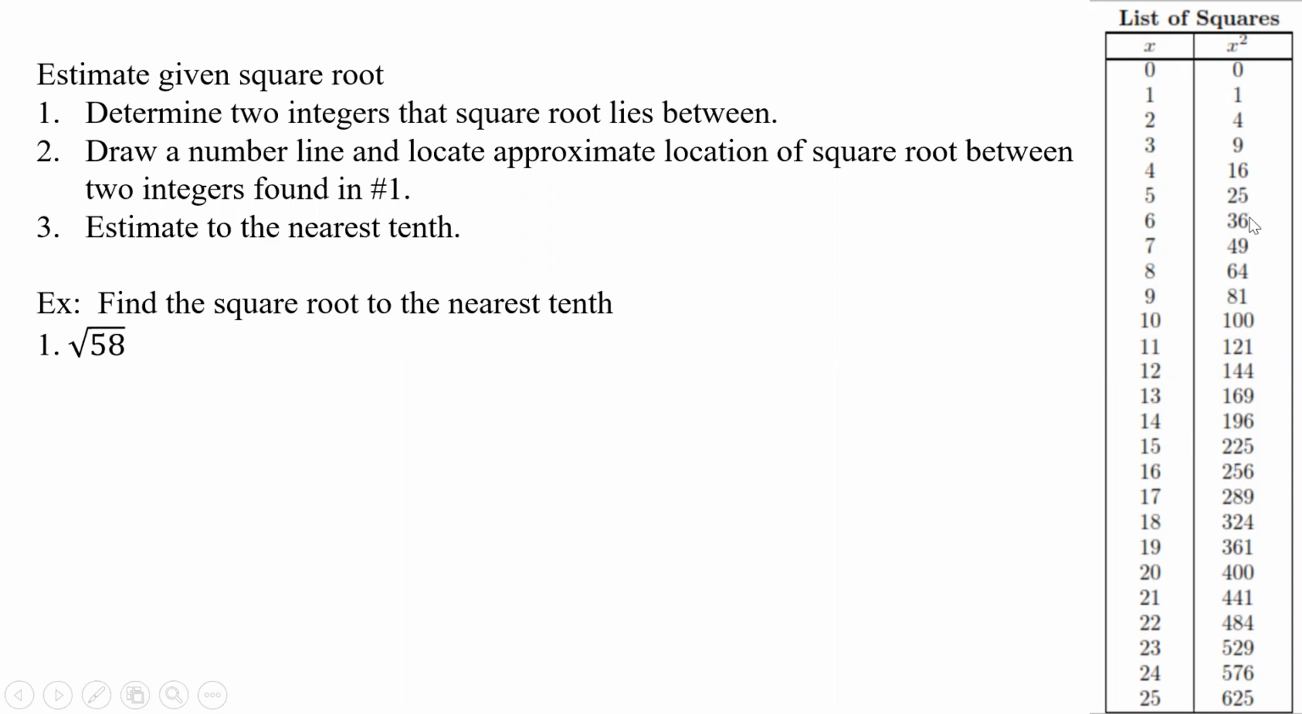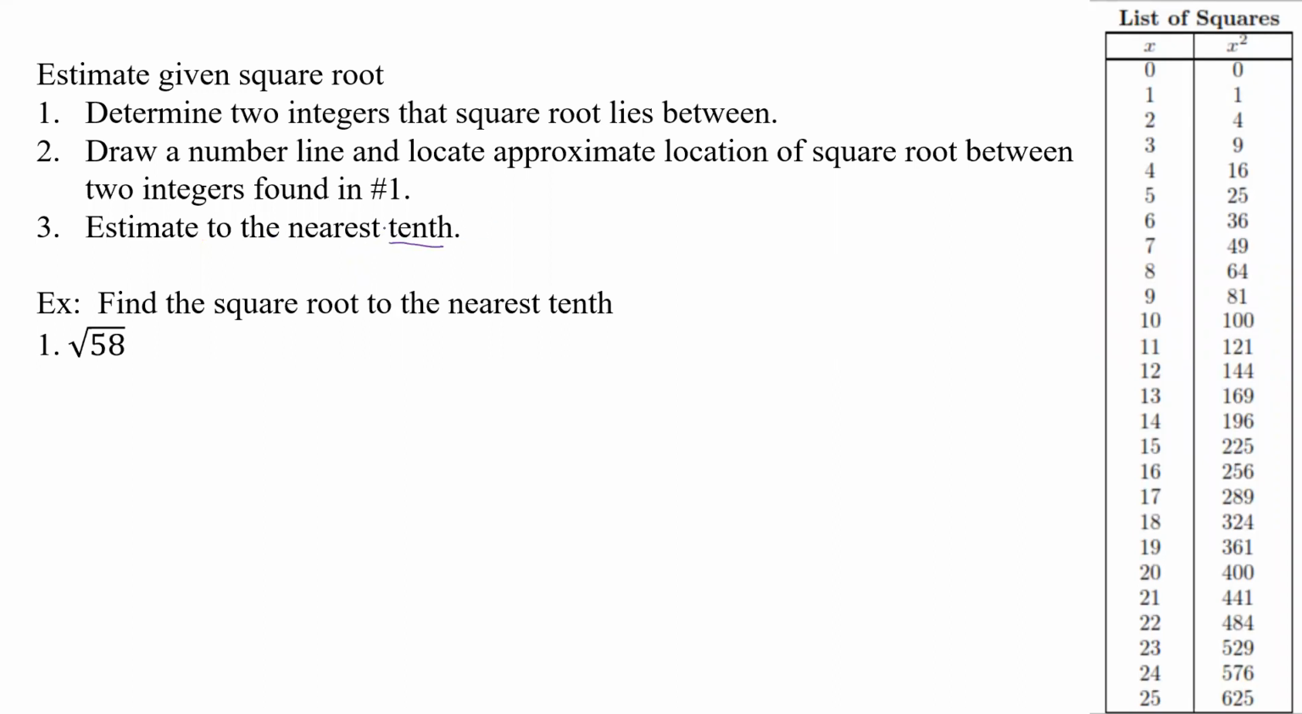And so what we're going to do is estimate what it is. And how to do that? Well, we're going to be given some number to find a square root of, and we're going to have to determine 2 integers that the square root lies between. Okay, so once we have that, then we're going to draw a number line and locate the approximate location of the square root between the 2 integers found where it lies between. And then we're going to estimate to the nearest 10th or 100th or whatever it asks. But most of the time it's going to ask for the 10th.